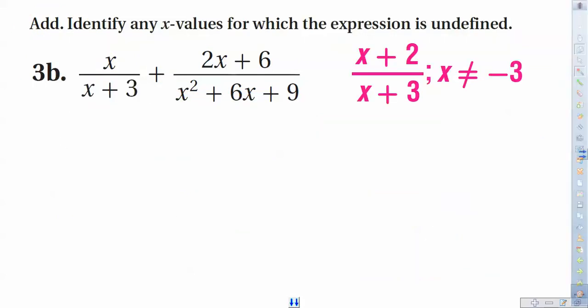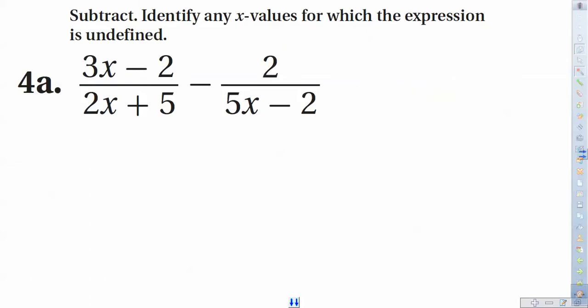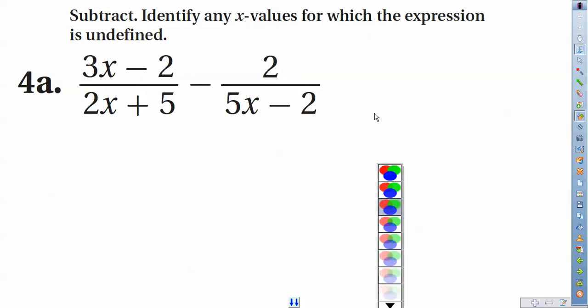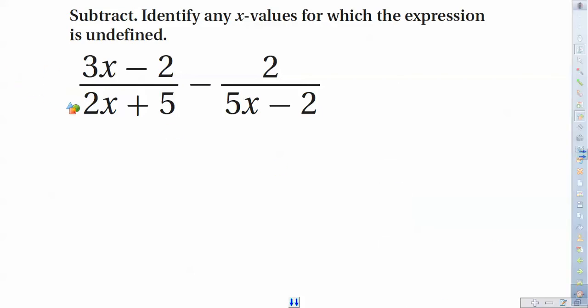And there's the solution right there. How does the game change when it's a subtraction problem? Not much. You still have to find a common denominator. Take a good look at this one though. Let me get the 4a out of the way here. This is the example right on your note sheet. And let's dive into this one, shall we?